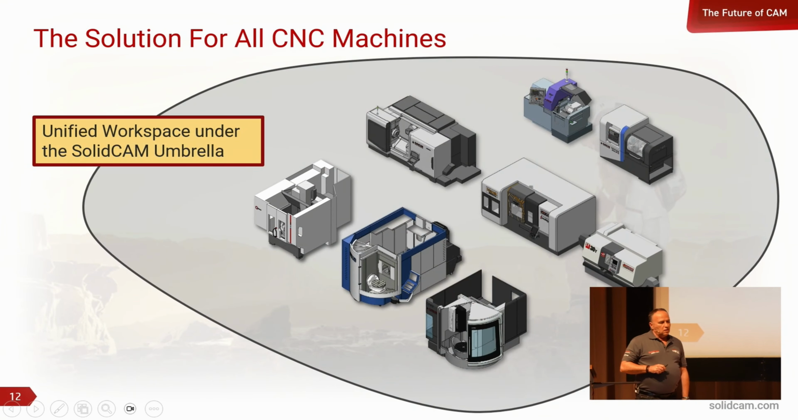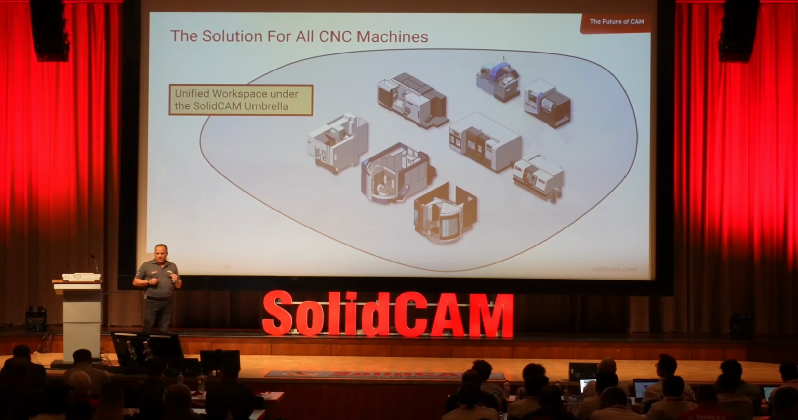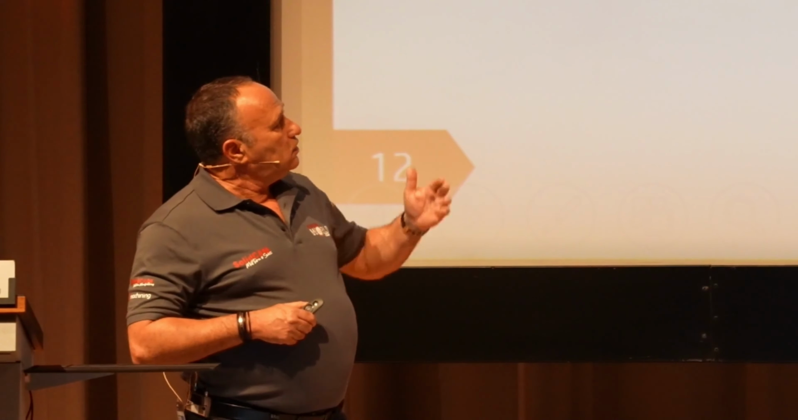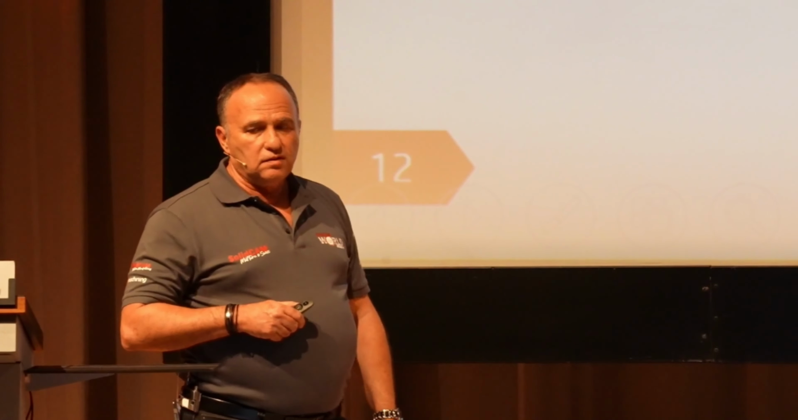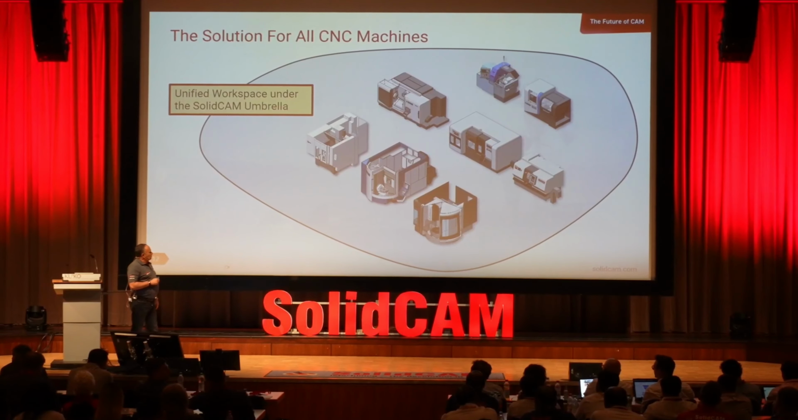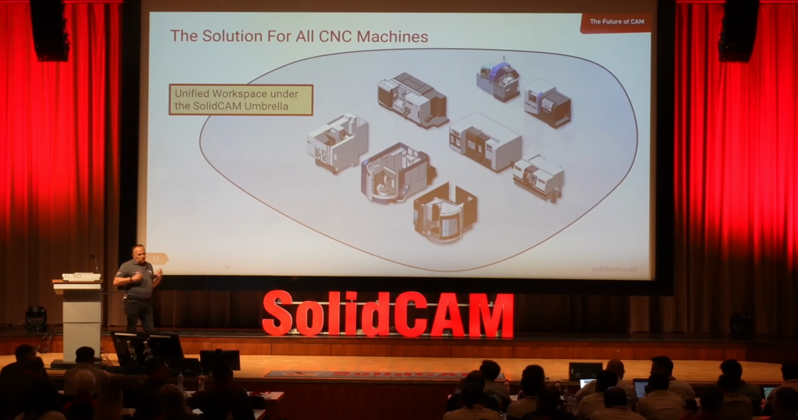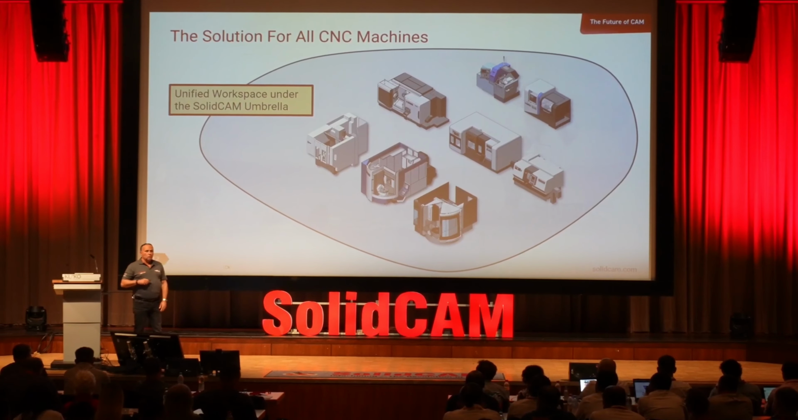So our solution today is for all kinds of CNC, as I told you at the beginning: milling machines, all kinds of milling machines, machining centers, all kinds of mill-turn machines, multitasking machines, Swiss type machines, and wire cut today also. We have a solution for wire cut, and so it's a great solution. So everything is a unified workspace under the same SolidCAM umbrella. This is our solution. This is our complete solution, and I hope you enjoy. Thank you.